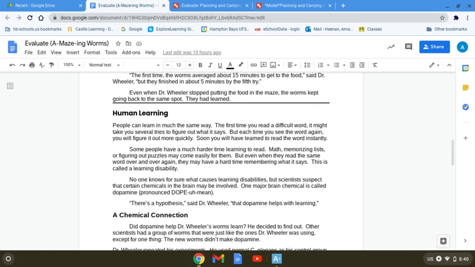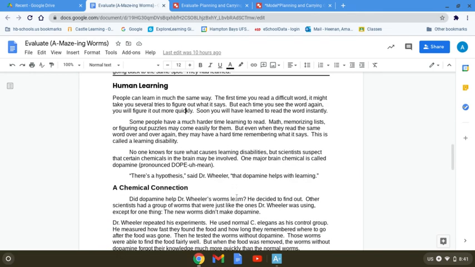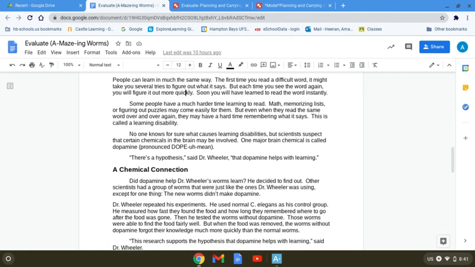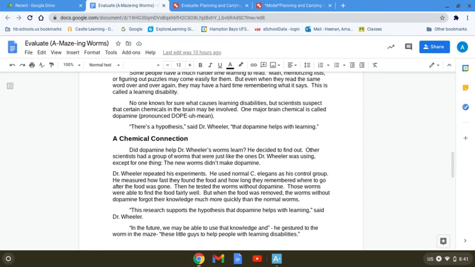No one knows for sure what causes learning disabilities, but scientists suspect that certain chemicals in the brain may be involved. One major brain chemical is called dopamine. There's a hypothesis, said Dr. Wheeler, that dopamine helps with learning. A chemical connection. Did dopamine help Dr. Wheeler's worms learn? He decided to find out.